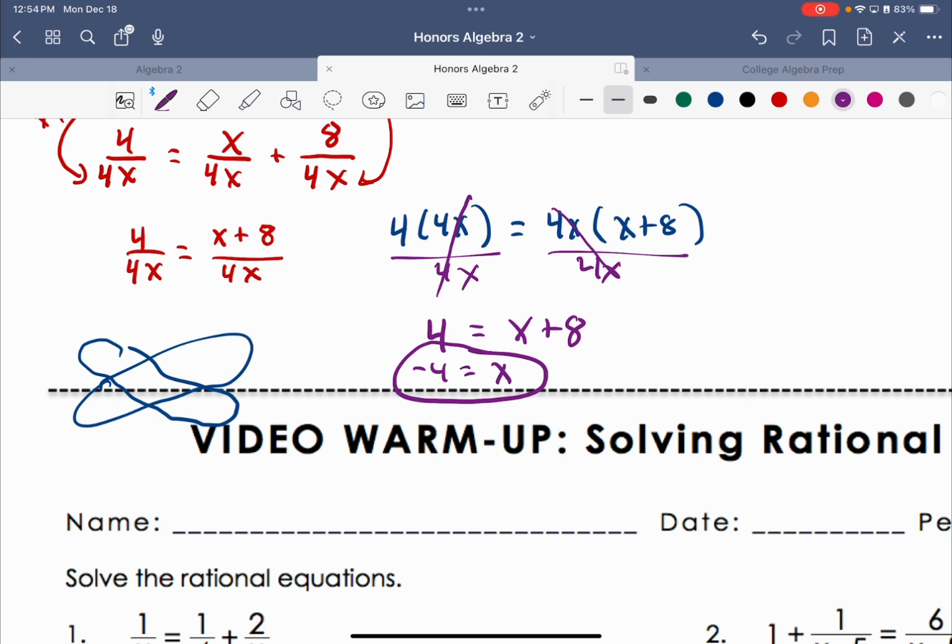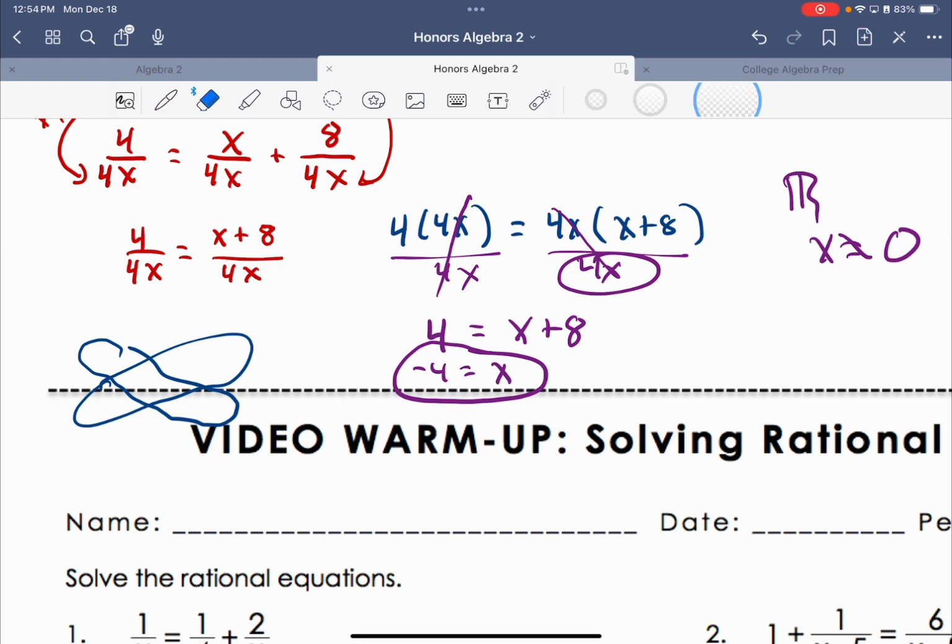If I asked you for the domain for this, the domain would be all reals, if I set my denominator equal to 0. I don't know why I said range, the domain for this is all reals, except for x can't be 0. So 0 can't be a solution. Well, I don't have 0 as a solution, so I'm okay. So our solution for this, negative 4, is going to be just fine.